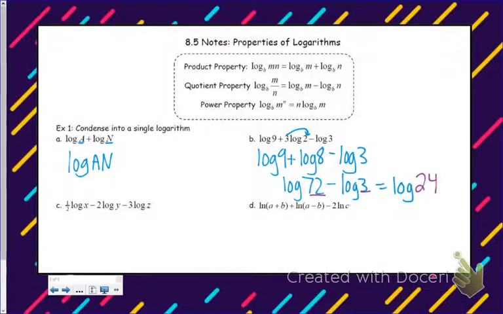All right, if you feel pretty comfortable, pause the video, try C. Okay, all right, so again, bring those exponents first. So this would be the log of x to the 1/2, which we know is the square root of x, minus the log of y squared, minus the log of z to the third. So we went ahead and moved our exponents. Now we'll go ahead and follow this order here.